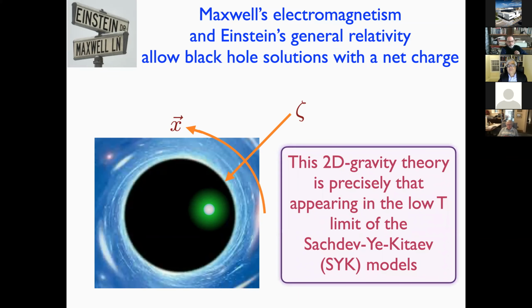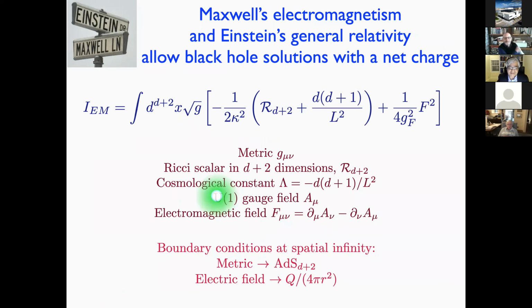And it turns out the 2D gravity you would get by quantizing Einstein general relativity and Maxwell electromagnetism in this low energy limit is the same theory you get from the SYK model. So in that sense, the SYK model is a hologram of this one-dimensional theory of gravity, one space dimension, which is the radial direction of a charged black hole. Okay, so that's the claim anyway.